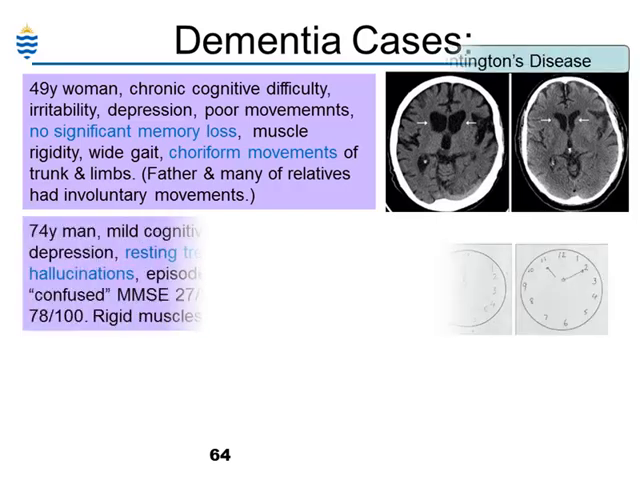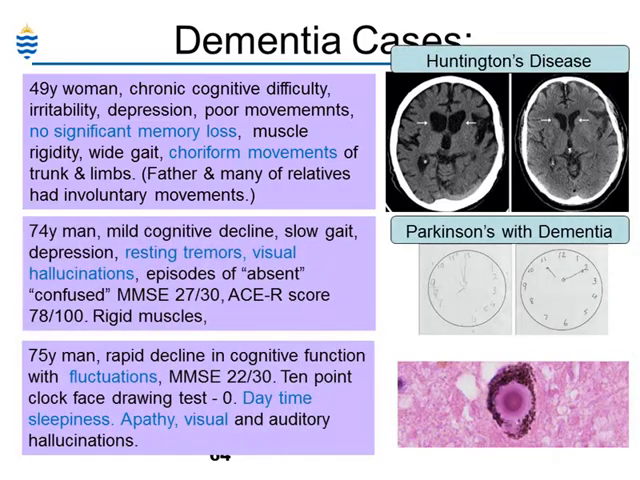I just put some examples highlighting the features of different types of common dementias.